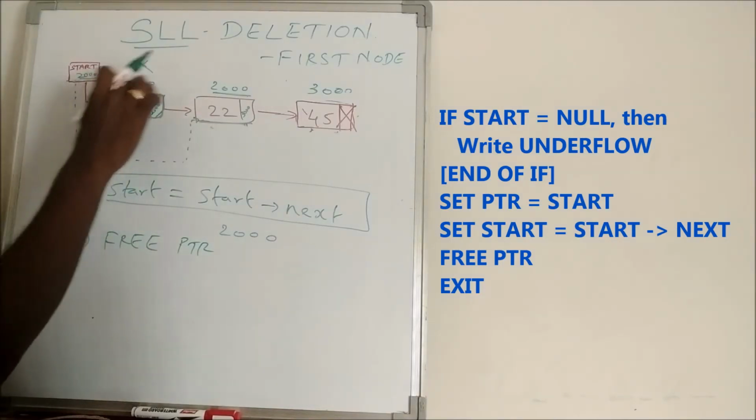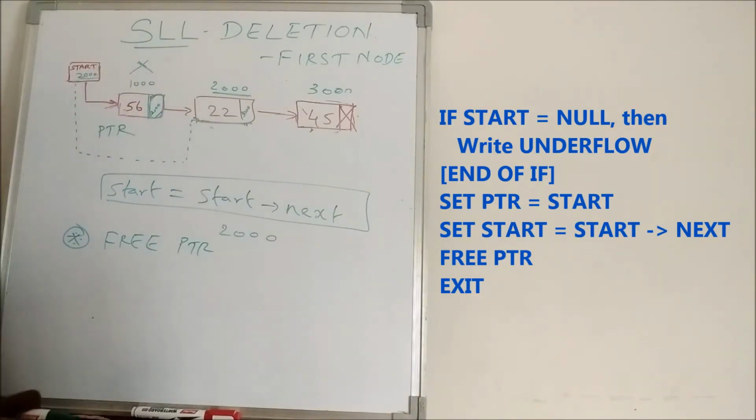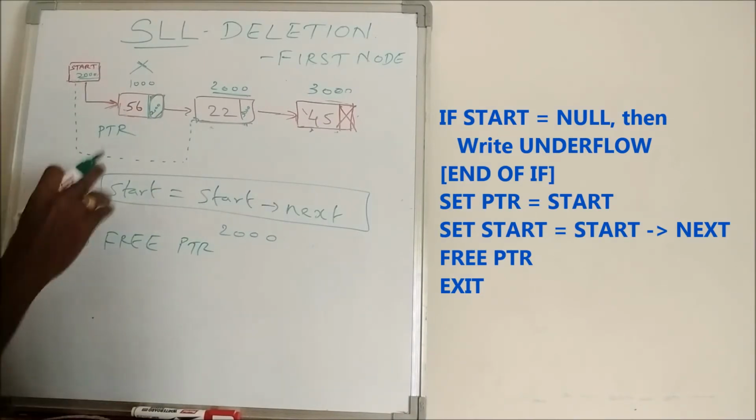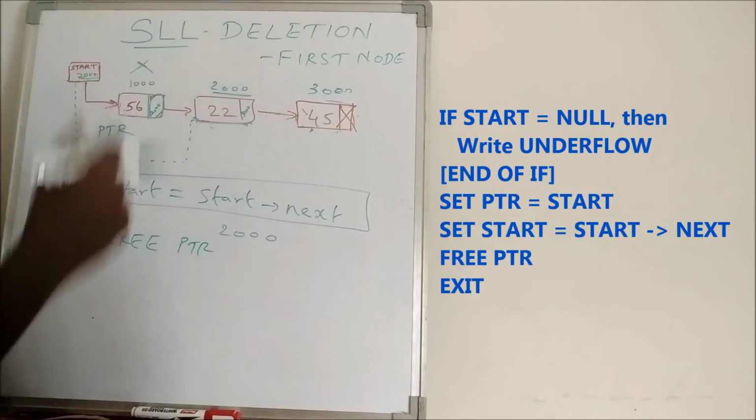That is one of the biggest advantages of dynamic memory allocation. In an array, we cannot release the memory, but here we can release the memory. This memory can be utilized later.